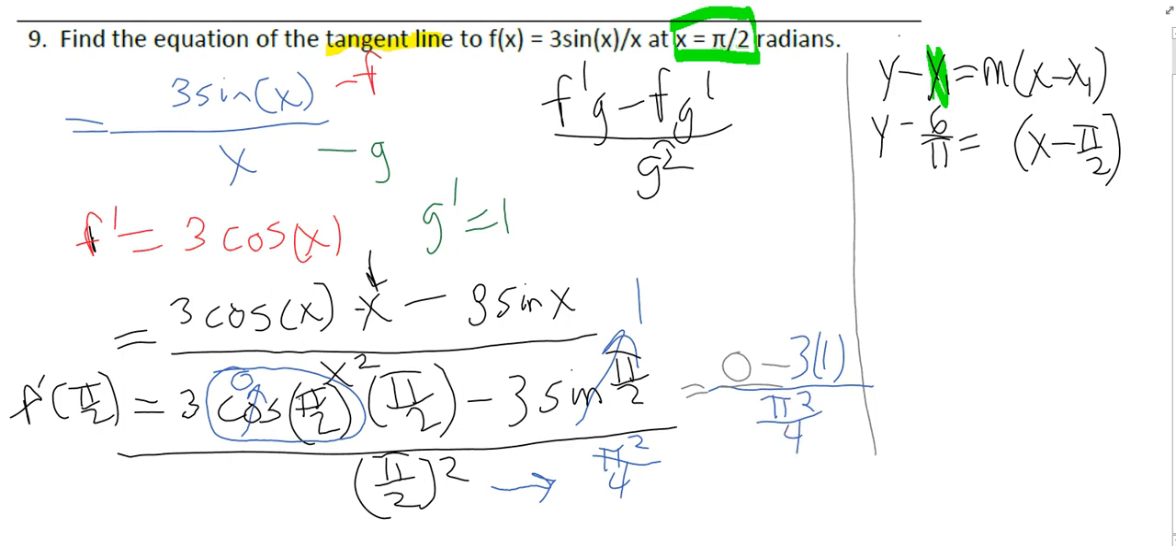And simplifying this whole thing, we would get negative 3 over pi squared over 4. And if we multiply by the reciprocal, that 4 is going to come up to the top. And so the slope of this tangent line is going to be negative 12 over pi squared. So that's just going to go into our slope right here. Negative 12 over pi squared. Okay, sorry for the sloppy handwriting on this. Hopefully this makes a little bit of sense, and we certainly didn't have to use the chain rule, which made it a little bit easier.